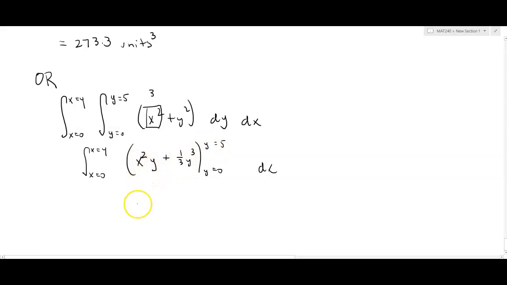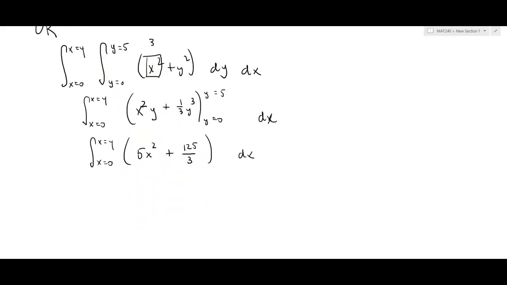So what I will have here is 5x squared plus, if I plug in, 5 cubed is 125 thirds. I'll just leave it as a fraction this time until the end. And now we're going to integrate that with respect to x, from x equals 0 to x equals 4. One important thing to notice here is that when I integrate with respect to x, there should only be x's left in the equation. If there were still y's, we'd be in a bit of trouble because we don't have any other integrals, and that would mean that we would end up with a y in our final answer.